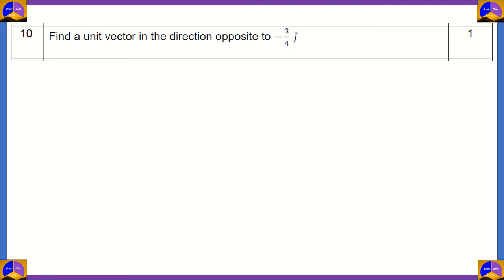Let's look at question number 10. Find a unit vector in the direction opposite to minus 3 by 4 j cap. So, how do you solve this question? It is best done by drawing a vector graph. So let's take a vector diagram. This is the x-axis, this is the y-axis, and this is the z-axis. It's actually perpendicular, but we draw it like this.